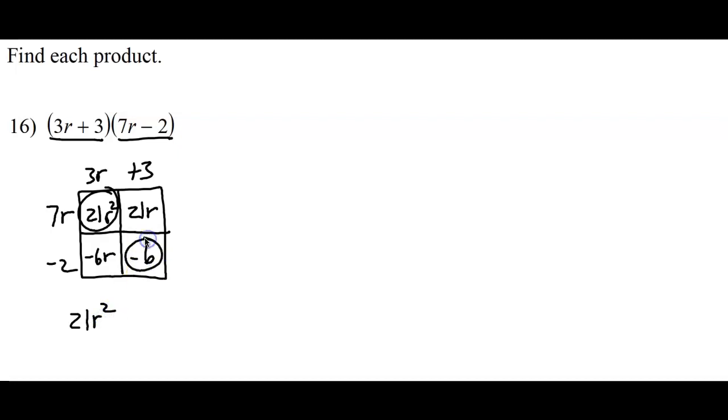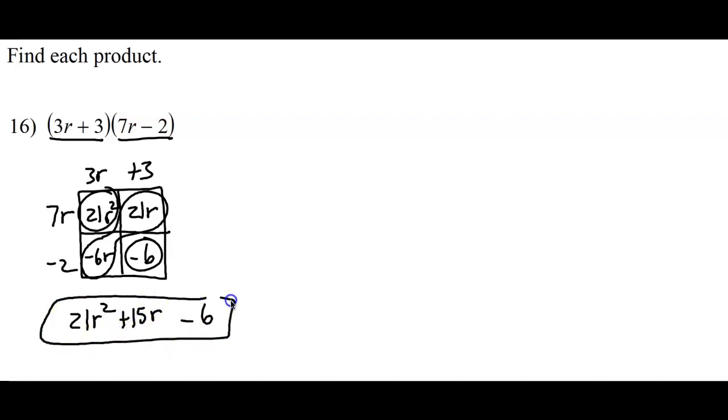We have negative 6 as our last term. These two get combined together. 21r take away 6r is going to be 15r. Now sometimes when you're doing this box method, you got to make sure that you are actually allowed to combine these. Like if they're not like terms, then you can't combine them. But in this case they are. They're both r's, and so we're able to combine them.